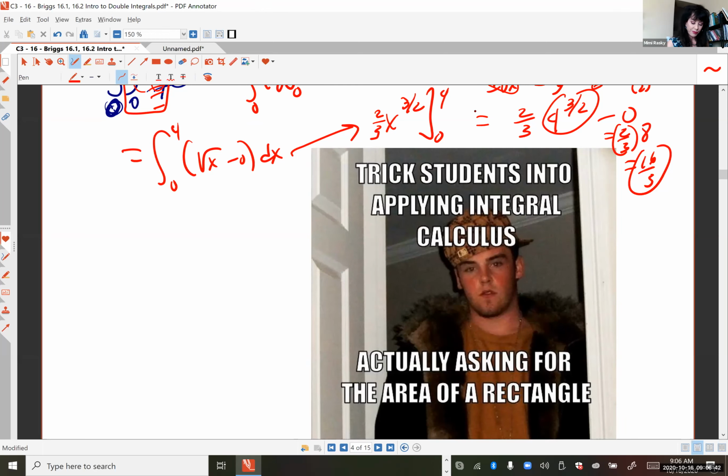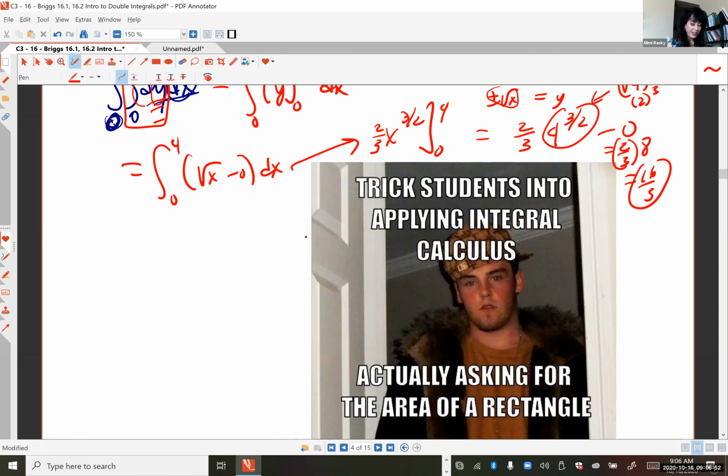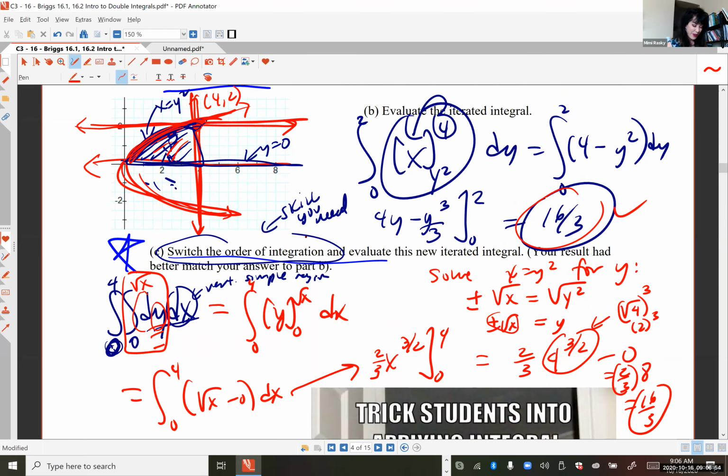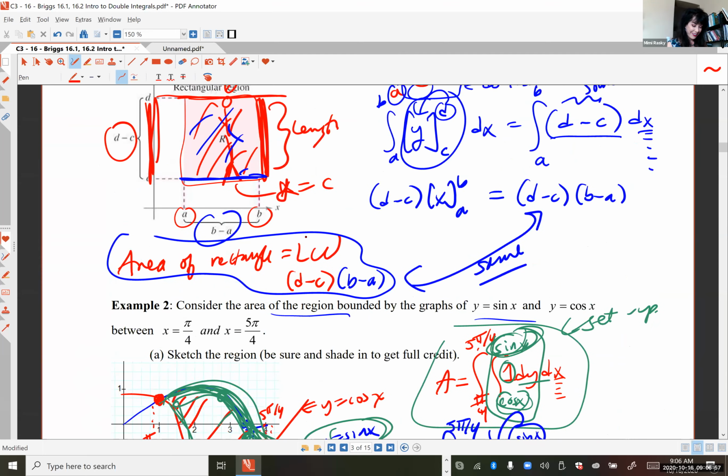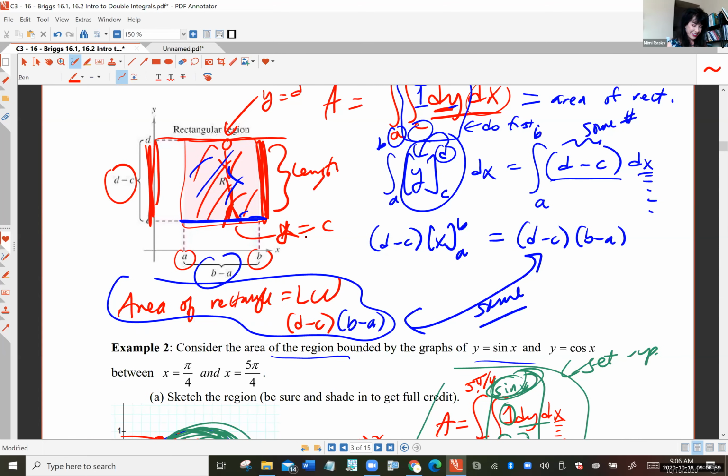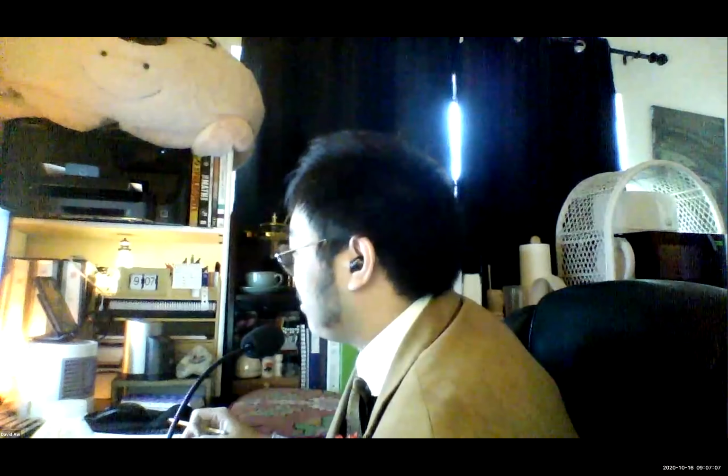Questions? I'm good. I like this meme because it applies to the problem that I did up here. Right, quick question. Okay, so what would be a situation where you would actually have to physically switch the order of integration, and not just be a gratuity of the math problem?